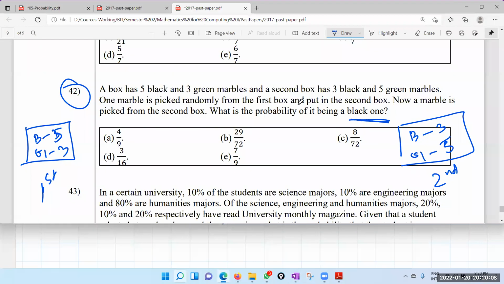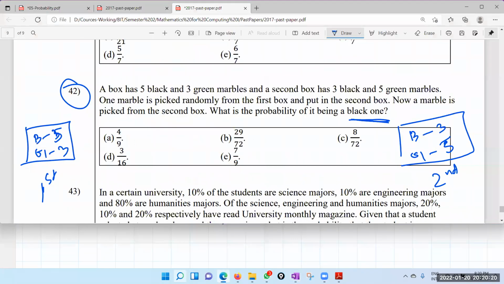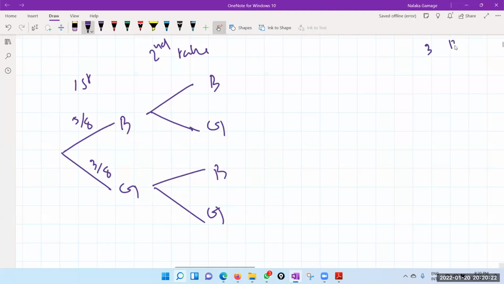Right? And put it in the second box. Now it has 3 and 5. Originally 3 and 5. 3 black, 5 green. Now, if it is this type, now we have one more black. So therefore, what is the probability of being black? 4 out of 8 plus 1, 9.